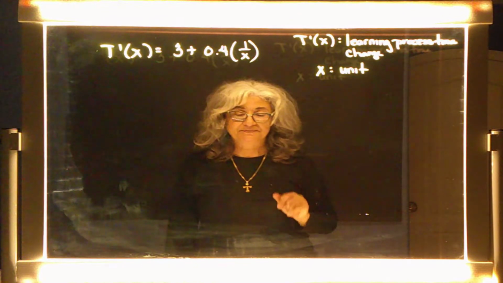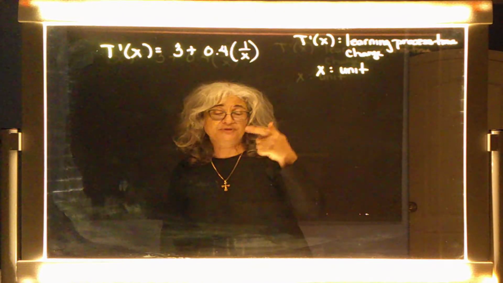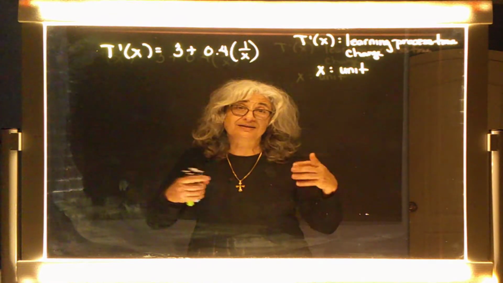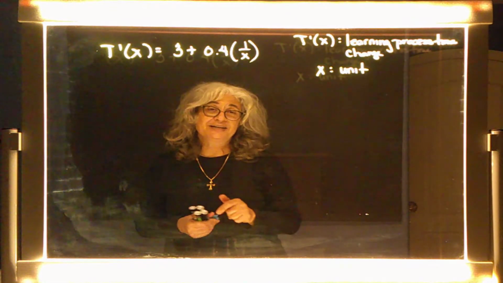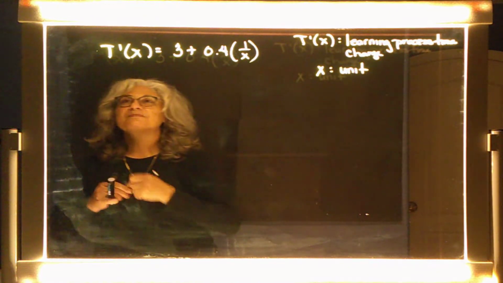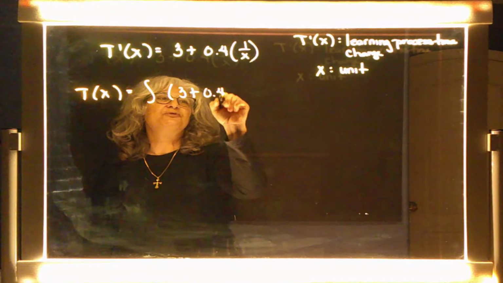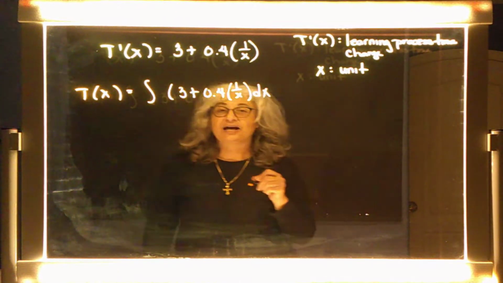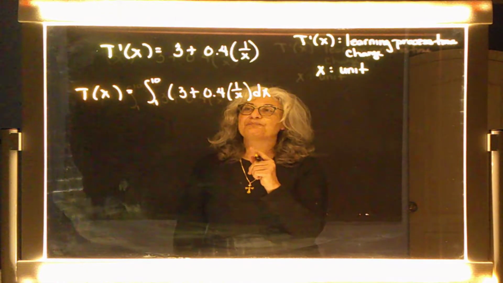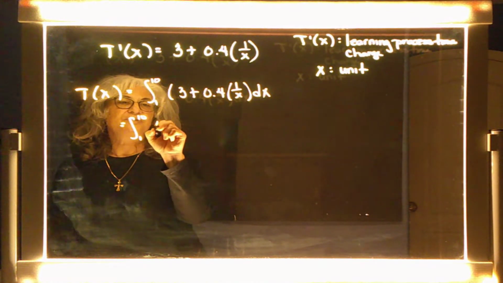And x is the unit number. They would like us to find the total time required for the new worker to produce units 1 through 10 and then 20 through 30. Well, I can't do 1 through 10 or 20 to 30 until I get my antiderivative, right? Because I need the total time. All right, so here we go, the total time. We need to take the antiderivative of 3 plus 0.4 times 1 over x dx. Now, the first question was units 1 through 10. So great, 1 through 10. That's what I'm going to do. Now, I'm going to work this problem out by literally splitting these two apart. There's a reason for it, and I'll show you what that is in a second.